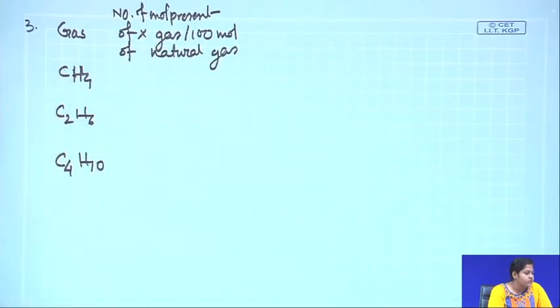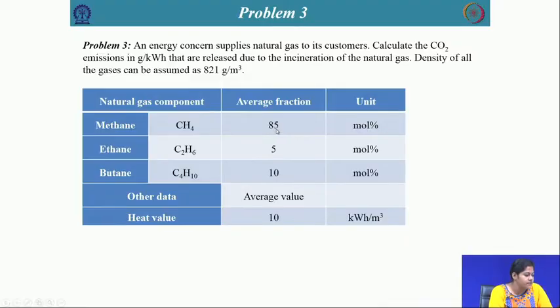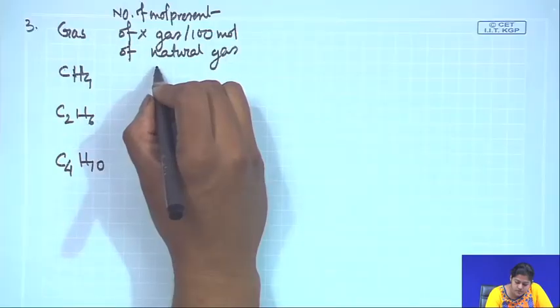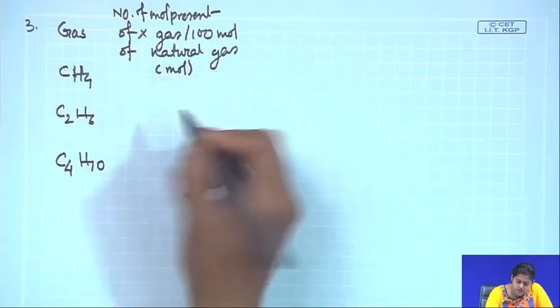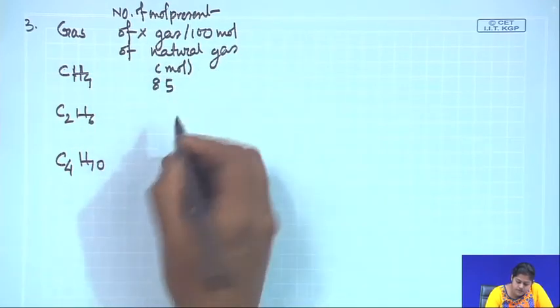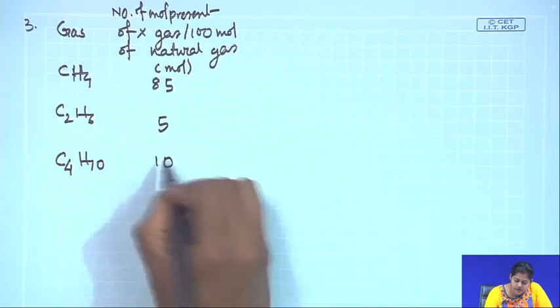Therefore, in the question it says the average fraction of methane is 85%, average fraction of ethane is 5% and average fraction of butane is 10%. So, the number of mole present per 100 mole of natural gas will be simply 85 mole of methane present in 100 mole of natural gas, 5 mole of ethane present in 100 mole of natural gas and butane will be 10%. So, the number of mole present, the unit is mole, that will be simply 85, 5 and 10.